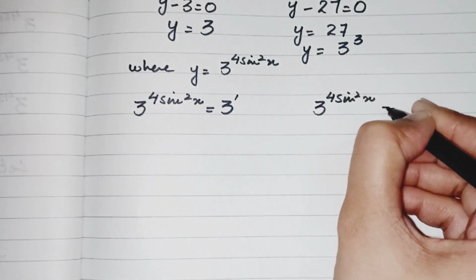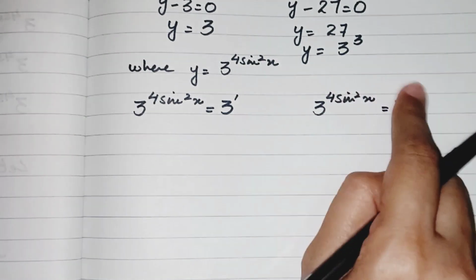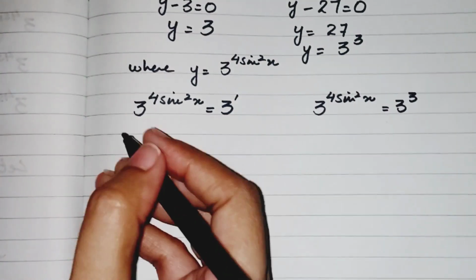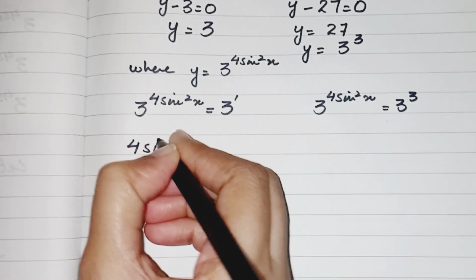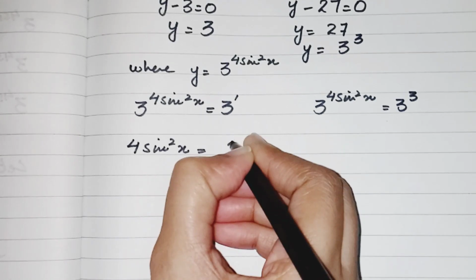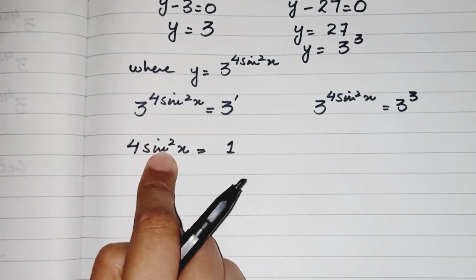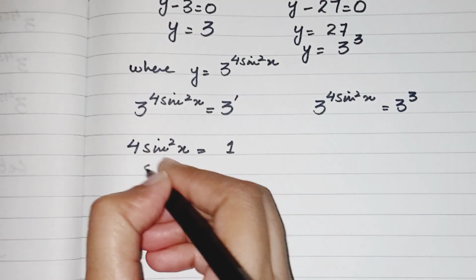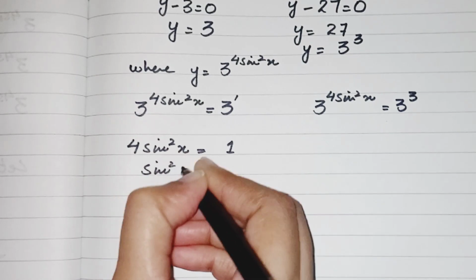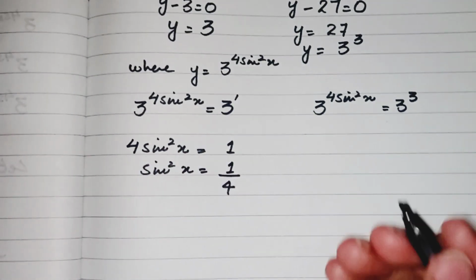Sine square x is equal to 3 raised to the power 3. Now the bases are the same, so the powers are also the same, so we can equate the powers: 4 sine square x is equal to 1. This 4 is multiplying sine square x, so when I move it to the other side it will be divided: sine square x is equal to 1 upon 4.